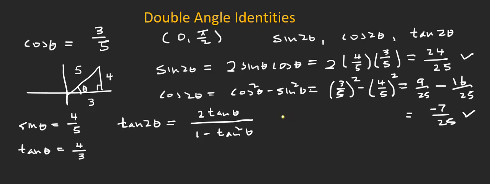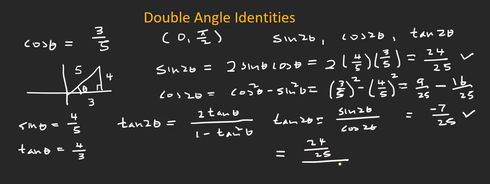So notice tangent of 2 theta is the same thing as sine of 2 theta over cosine of 2 theta. And we found sine of 2 theta and cosine of 2 theta. So all you got to do is sine of 2 theta, which is 24 over 25, divided by negative 7 over 25. When you simplify this, the 25 will cancel out. You get negative 24 over 7. And that's tangent of 2 theta.